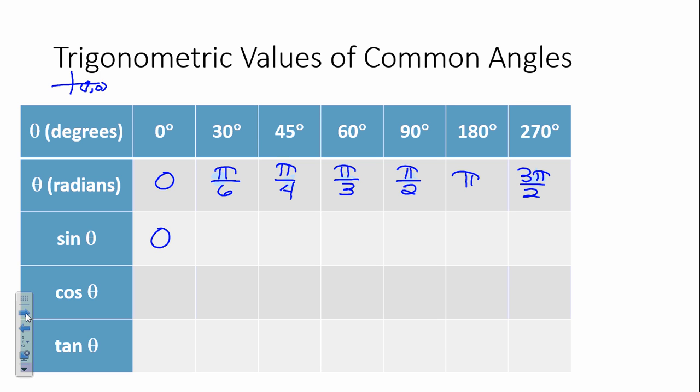Sine of 30: 1/2. Sine of 45: square root of 2 over 2. Sine of 60: square root of 3 over 2.